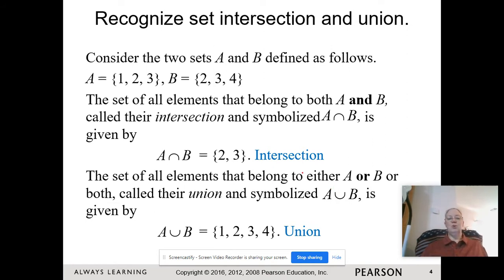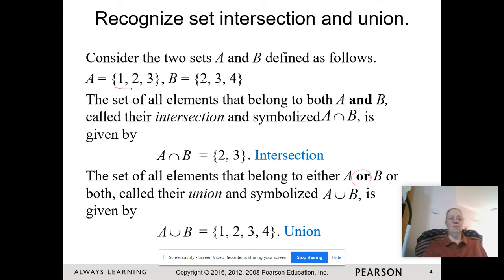As opposed to the union. The union looks like a regular U without the little tail. And the key word here is "or". So the elements that belong either to A or to B or both, they can be in both, that's perfectly fine. So any of the elements in A, any of the elements in B, or any of the elements that are in both A and B, that would be what's called the union.